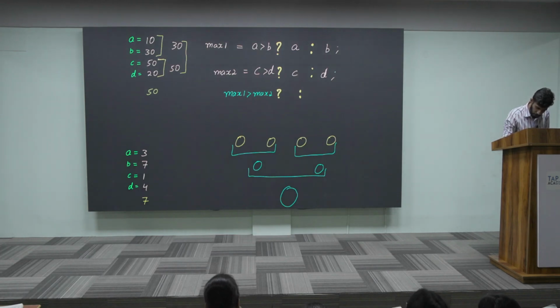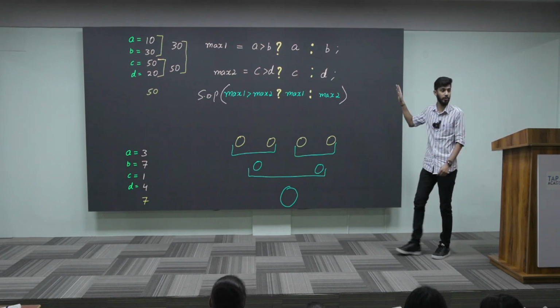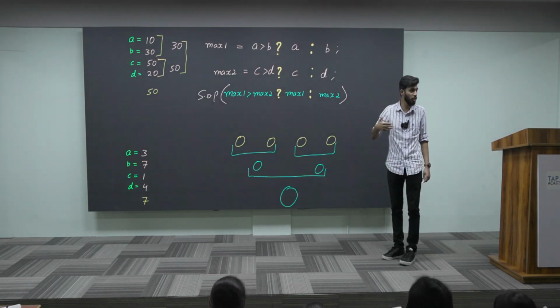If the condition is true, what is the answer? Max1. So you will say max1. If it is false, what is the answer? Max2. And this shall be your output, so you can put this inside system.out.print. Is it clear to everyone? Is it very complicated logic?